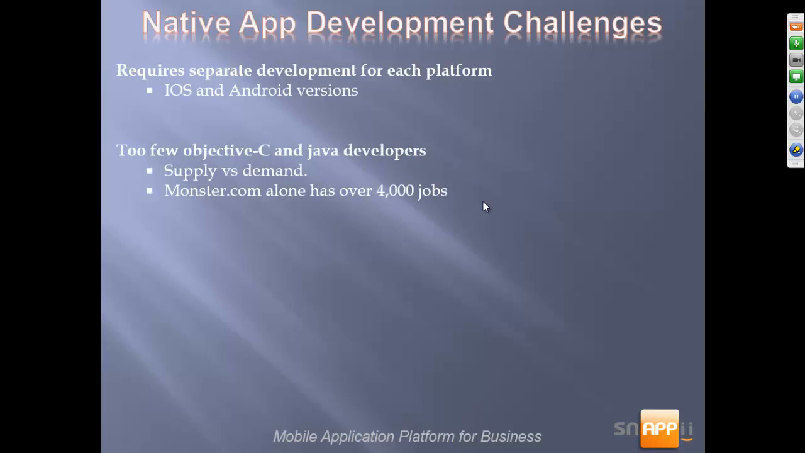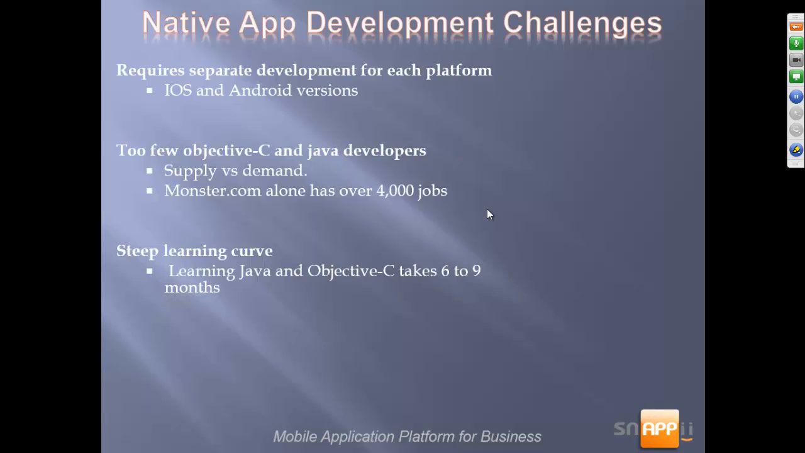Secondly, is finding developers with these skills, right? If you look on Monster.com, just type in mobile app developers. Look for Objective-C or Java developers. You see how many job openings exist. I mean, the supply of people capable of building native apps is significantly less than demand. So therefore, the salaries tend to be very high, and many companies we work with are having a hard time attracting mobile developers. So that's definitely an issue.